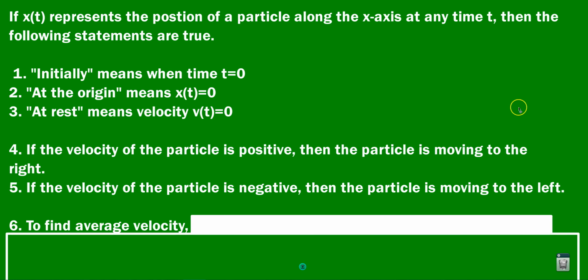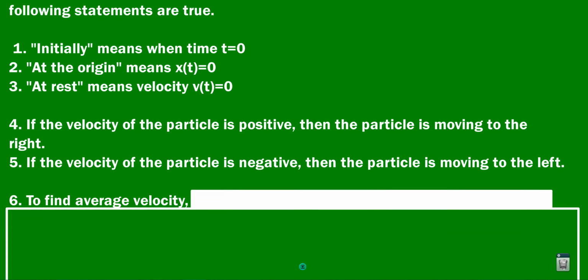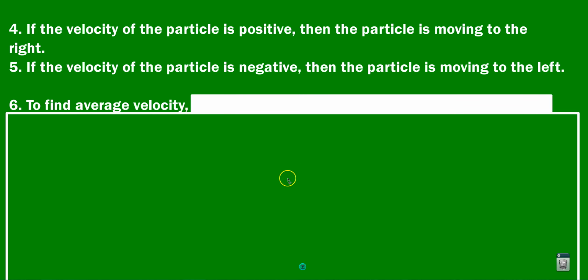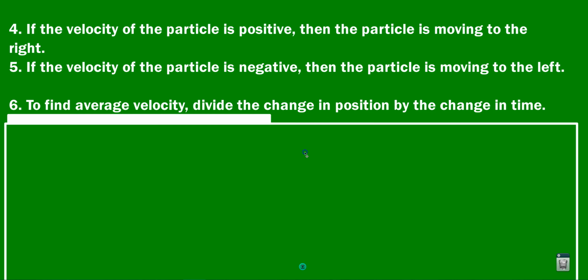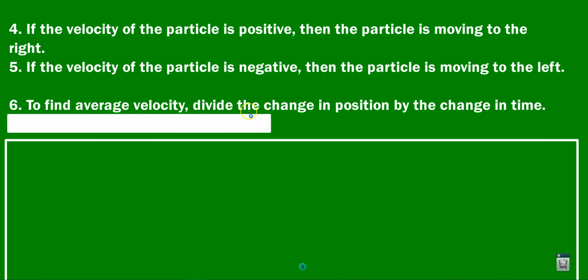To find average velocity, let me scroll down here for just a second. Again, if you ever need to pause this to write some of this stuff down, absolutely, that's the beauty of having a video. Pause, write, keep on going. To find average velocity, divide the change in position by the change in time. How much did you move? How long did it take you? That's going to be your average velocity.